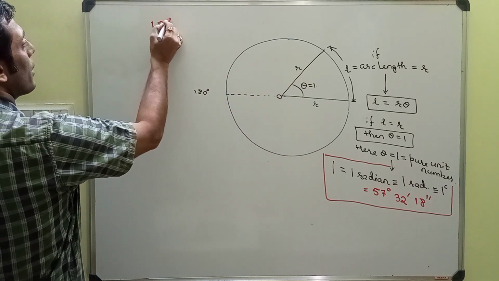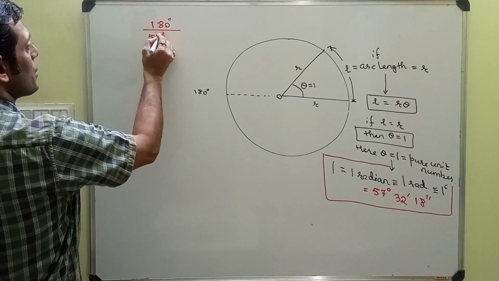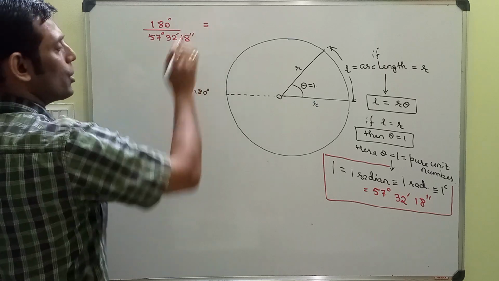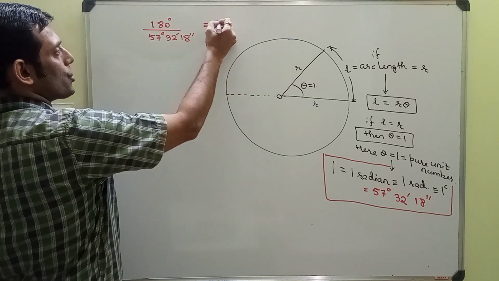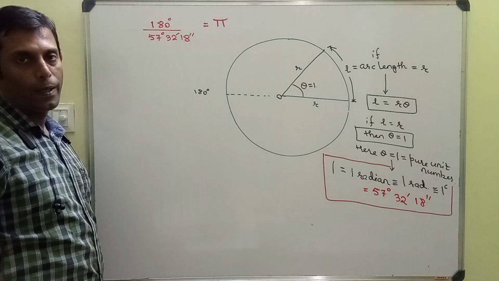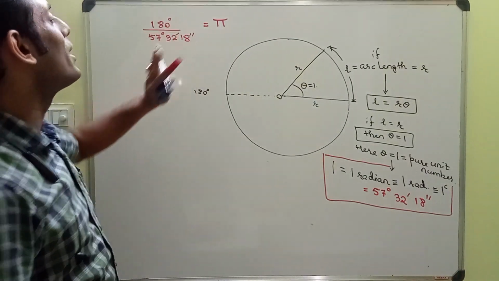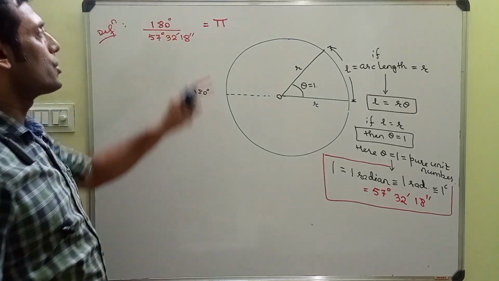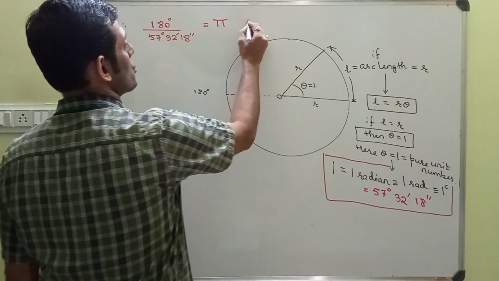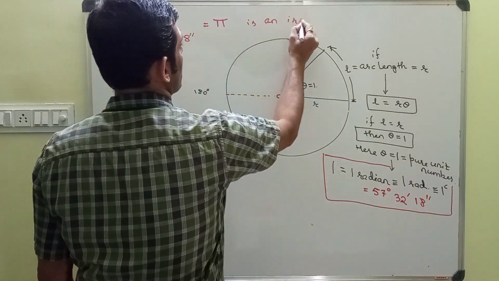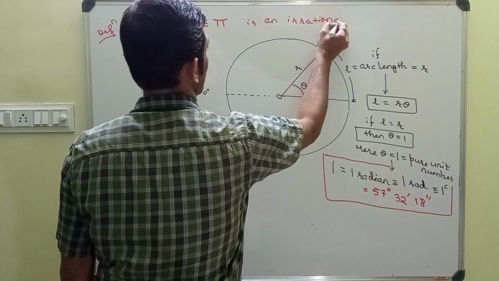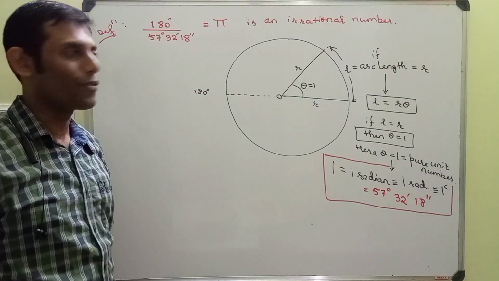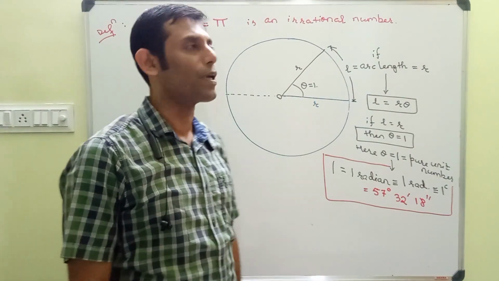In 180 degrees, how many 57 degrees 32 minutes 18 seconds exist is exactly equal to a ratio which is called pi. And this is one definition of pi. This is exactly pi, and pi is basically an irrational number. It is not rational, it cannot be described in the form of p by q.